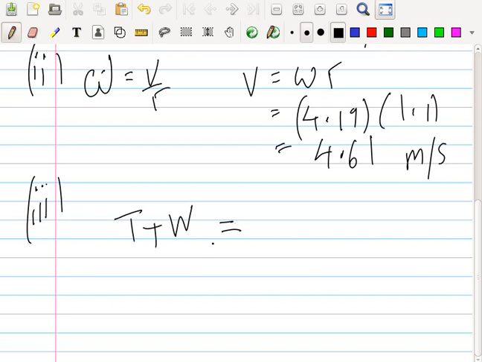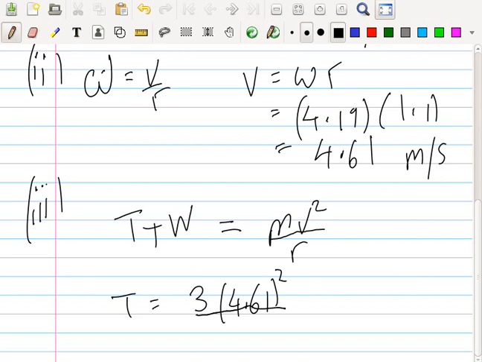Okay. I'm going to use the formula that they give me in the formula book. We could use the m omega squared r. He doesn't actually say that. He uses another one, v squared over r. Which is okay too, because we've worked out the v. Okay, so the tension will equal m, which is 3, v squared, which is 4.61, over r, which is 1.1, minus the weight, which is m times g. Okay, so that's the tension.